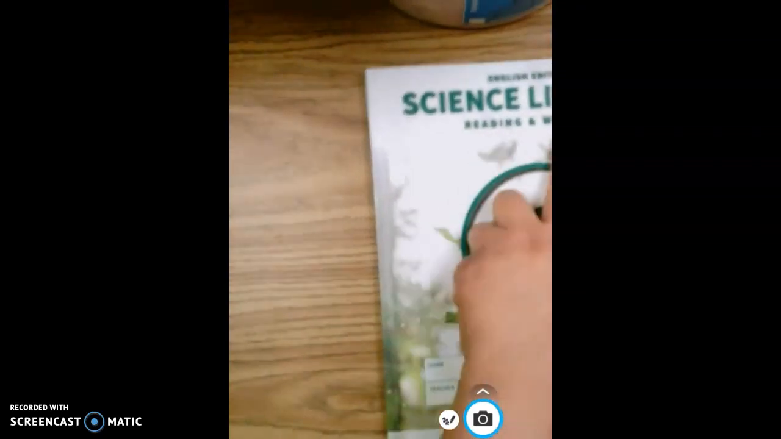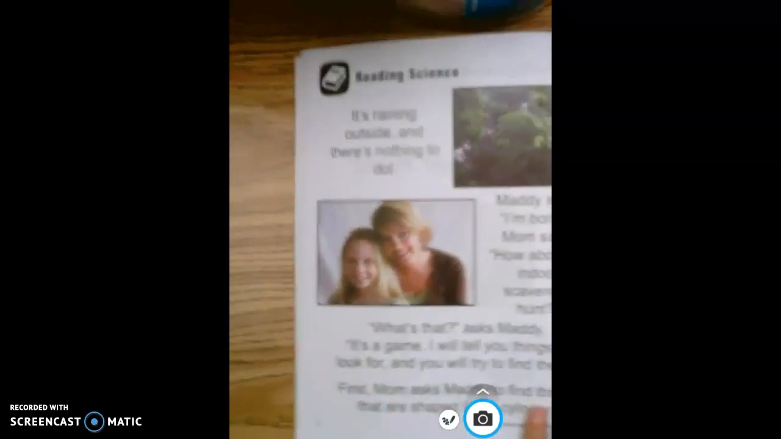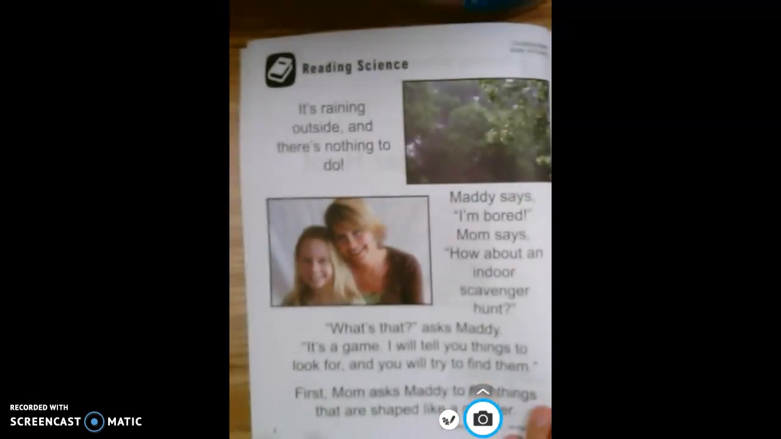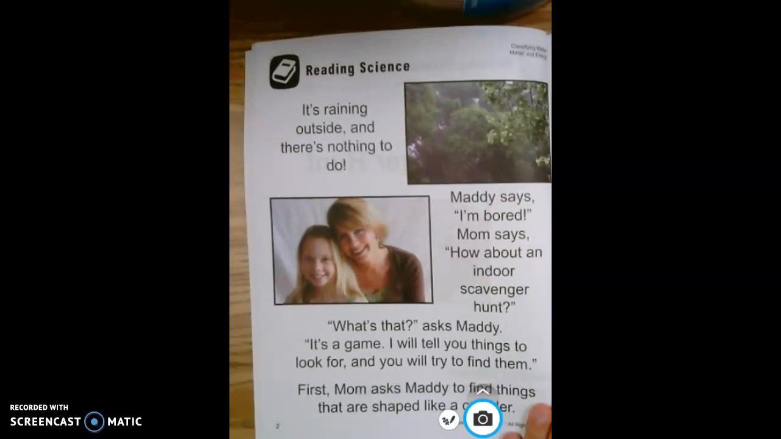We are in the green one that says reading and writing. We're in the green book on page 2. It says reading science at the top, page 2 at the bottom. I'm going to read this to you. Follow along with me in your workbooks.